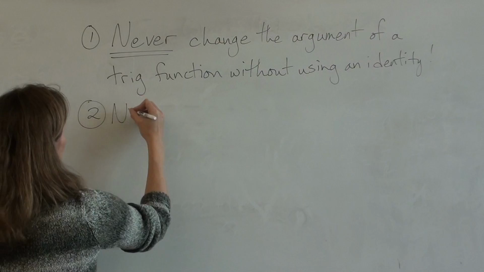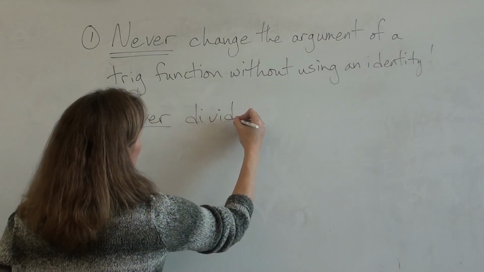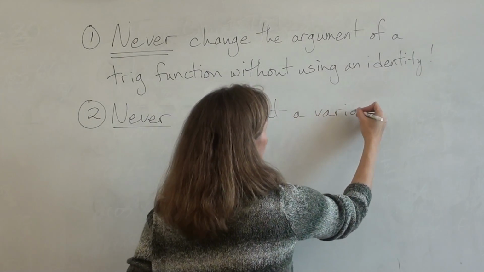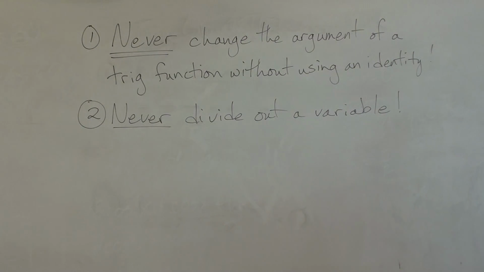Number 2. Never divide out a variable. If you see a cosine on both sides, you don't get to divide out the cosine. You have to move it over and factor, right?